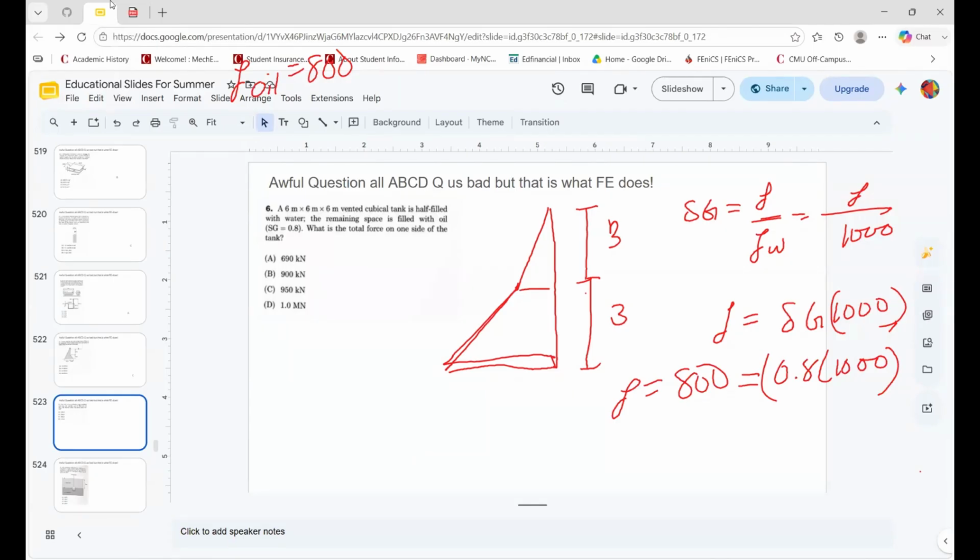The water, it really doesn't matter, I guess, because you're going to add them all together. I guess maybe oil's on top. I don't know. According to the description, oil's on top, which makes sense because it won't mix. Yeah, that makes sense. Oil has to be on top. What's the resultant force on one side of the tank?